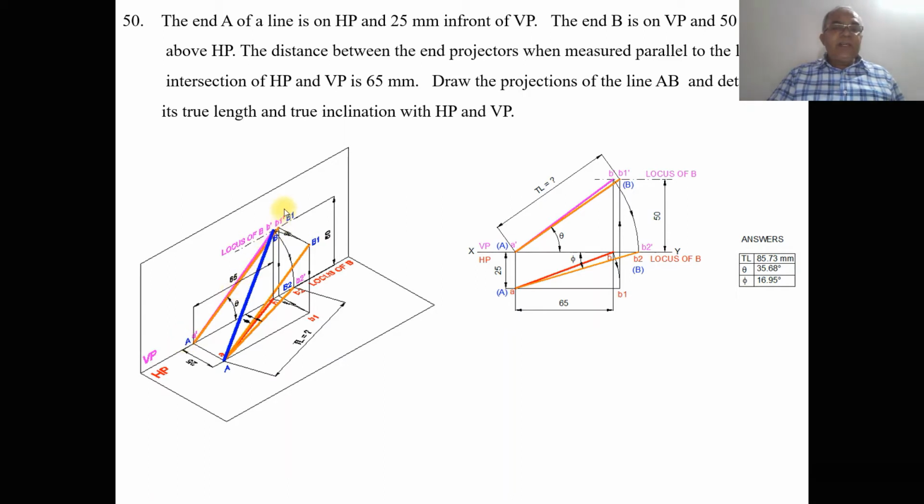So you have got B1 dash here. So we have got B dash. Since it is parallel to VP, you got capital A and capital B1, which is in true length.